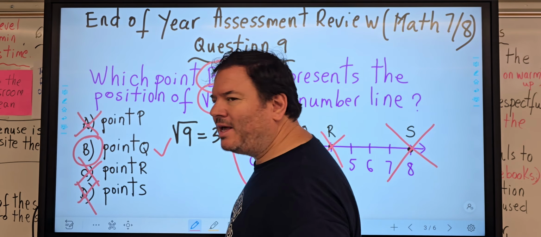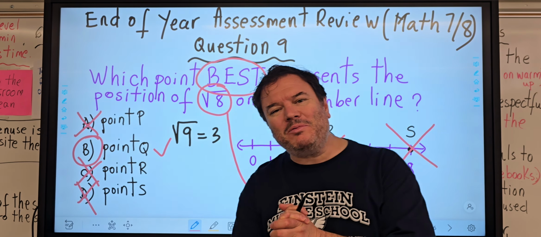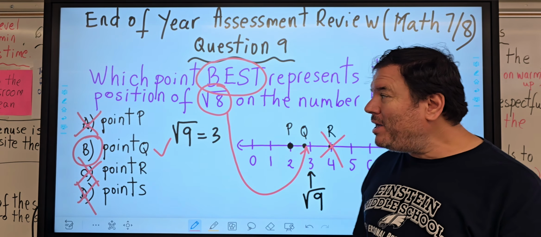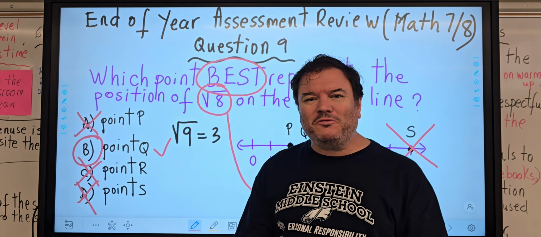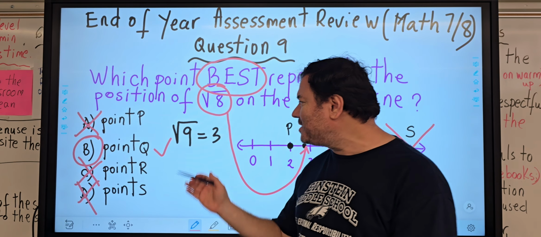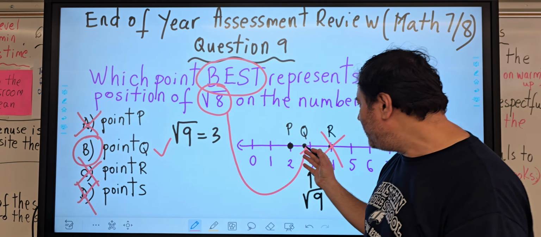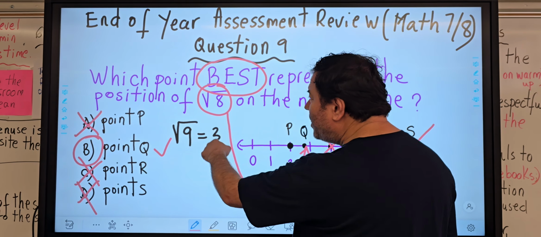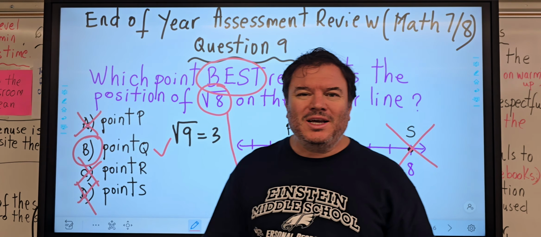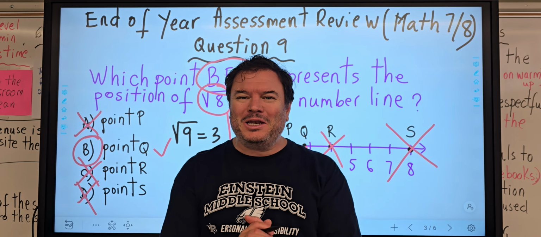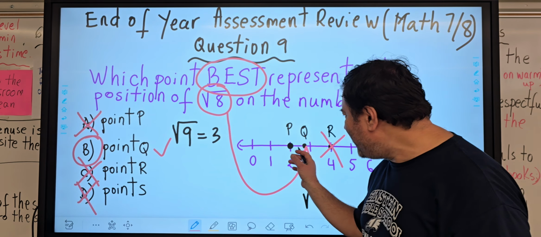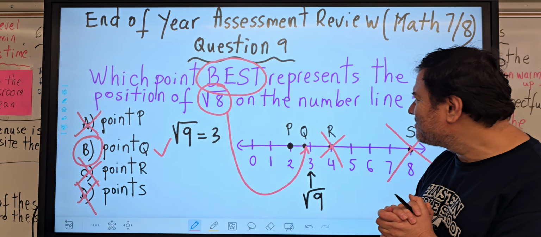Okay, point Q. Again, anytime we have this type of similar problem on a test, make sure to identify a perfect square. Like in this case, we identified square root of 9, which is 3. So because square root of 9 was 3, square root of 8, of course, is a little bit less than 3, and that is the location.